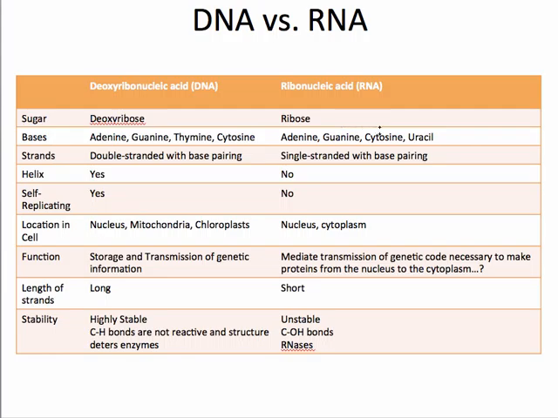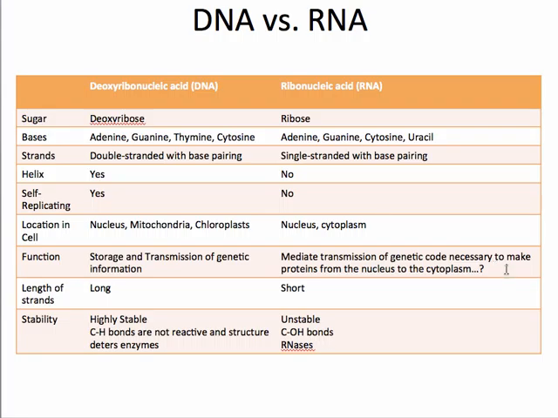There's also differences in the bases, so instead of having thymine present in this molecule, we're going to have uracil. RNA is single-stranded. However, it can base pair within itself and with other RNA molecules. However, it doesn't form a helix and it is not self-replicating. A lot of the RNA that we have, we understand it to be functioning in the cytoplasm. There is some RNA that's found in the nucleus as well.